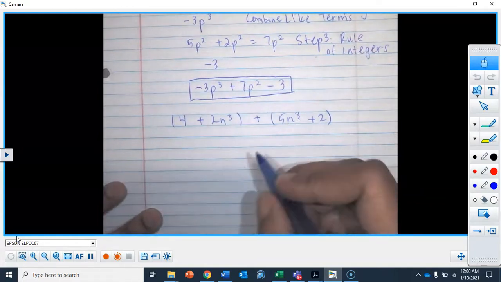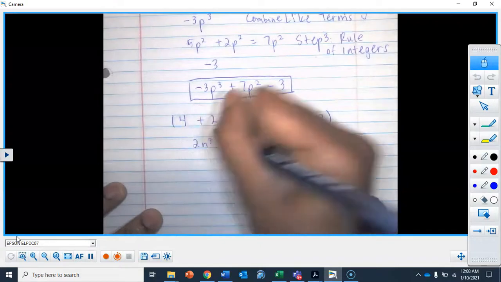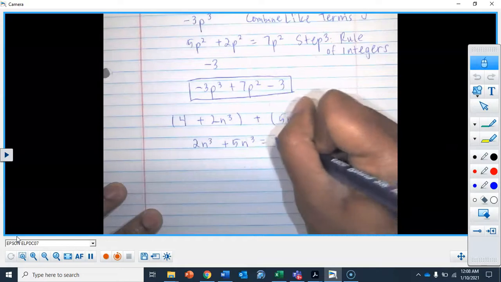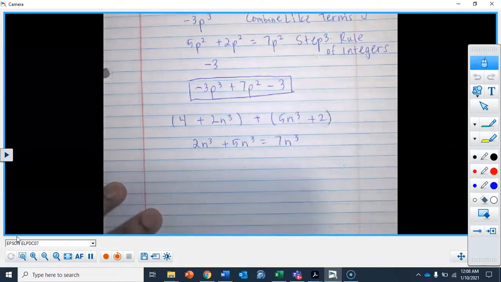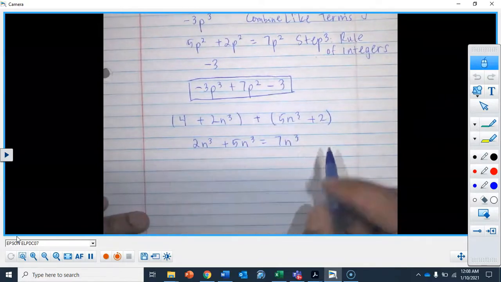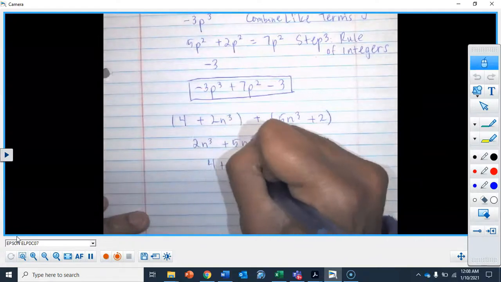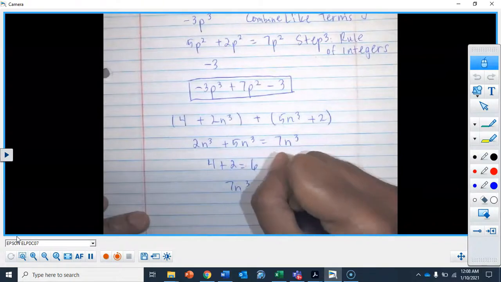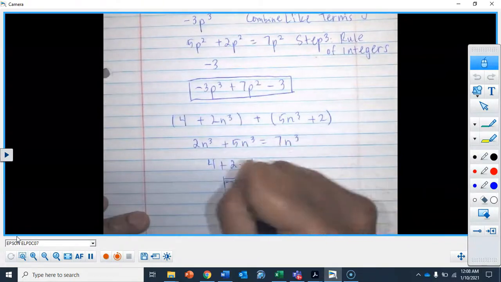All right, so we're going to have 2n to the third, or 2n cubed, plus 5n cubed. That is 7n cubed. And then the next thing I'm thinking about is, do I have any n squares? N to the second power? I don't. Do I have any just n's, which is n to the 1 power? I don't. So all that's left here are the constants. 4 plus 2 is 6. We're done. The answer is 7n to the third plus 6.